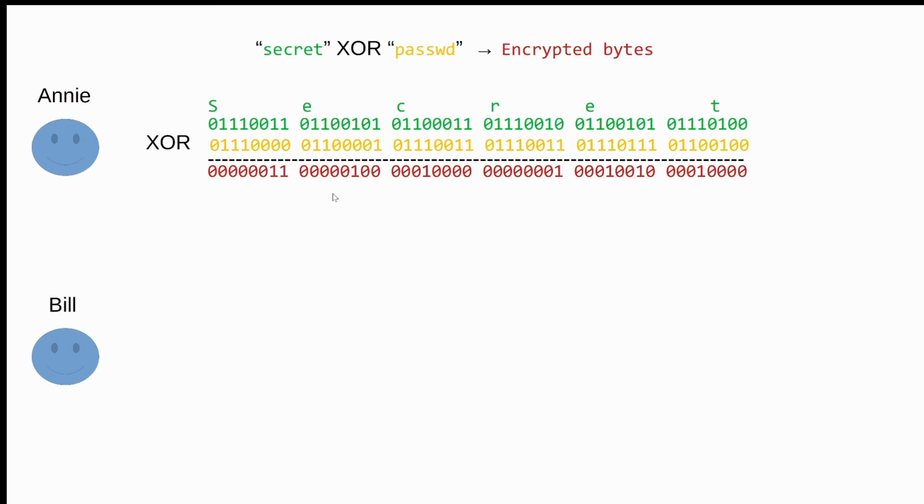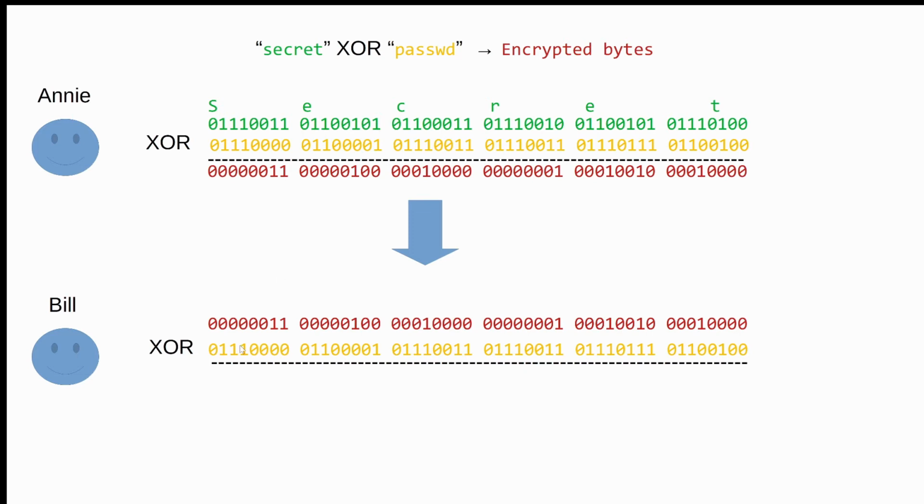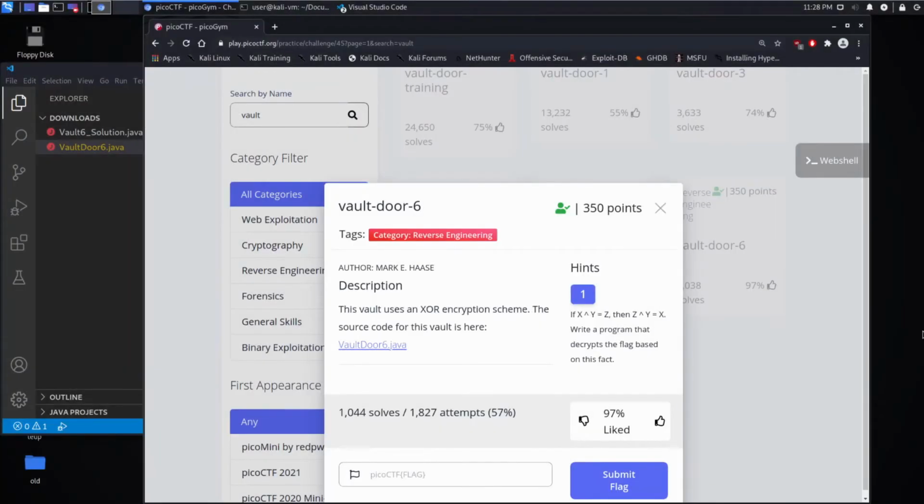and you get this value in red, which is the encrypted bytes. Now you can send that across to Bill, and anyone who sees this will not be able to figure out what the secret is because they don't have the password. So this just looks like a string of gibberish. When Bill receives this, since he knows the password, he can reapply password and perform this XOR, and you end up with secret. So that's what we're going to be doing here as I switch back to Kali.